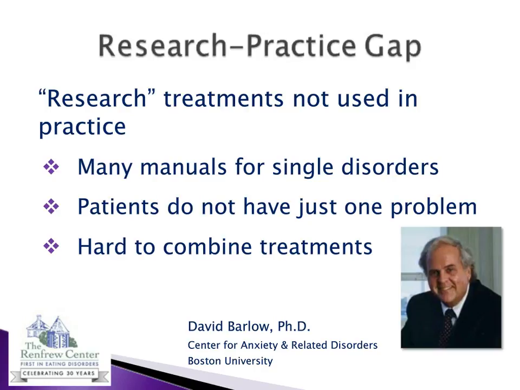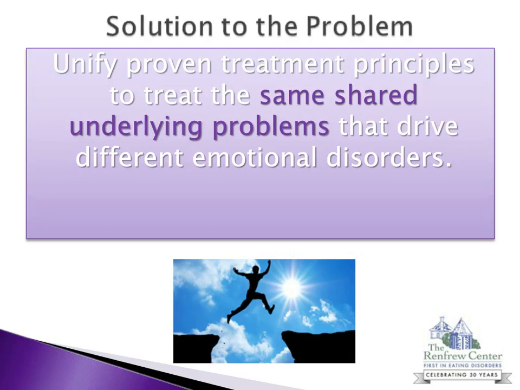He recognized this to be a problem because we have all of these manuals for single disorders. A lot of you mentioned that CBT tends to be your orientation. So if you're a CBT therapist, you'll know there's a CBT manual for more generalized anxiety, a CBT manual for phobias, a CBT manual for OCD. So even within the realm of anxiety disorders, there are several different manuals that have differing interventions. And it's not always clear which one to use, because most of our patients do not just have one problem, and the treatments can be hard to combine and sometimes inconsistent.